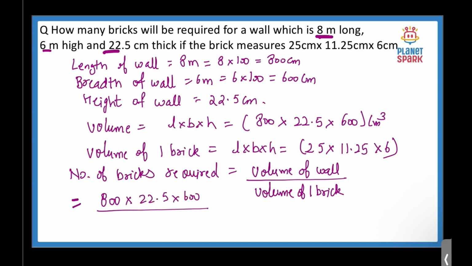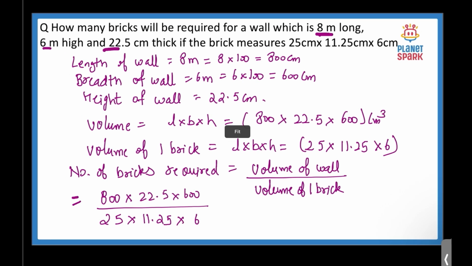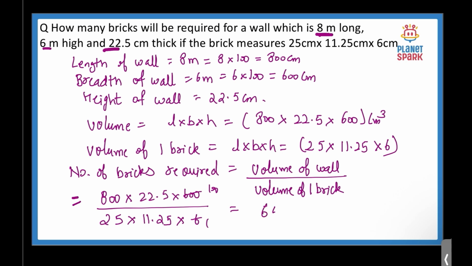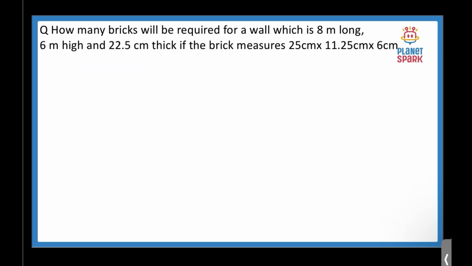So volume of wall is 800 into 22.5 into 600 divided by volume of brick, which is 25 into 11.25 into 6. Now it's like 6 and 100 would be cancelled. Similar ways you can do the cancellations. After doing the cancellations, you will find out that we totally require 6400 bricks. So 6400 bricks are required to make one wall. I hope the question was clear. Moving on to the next question.